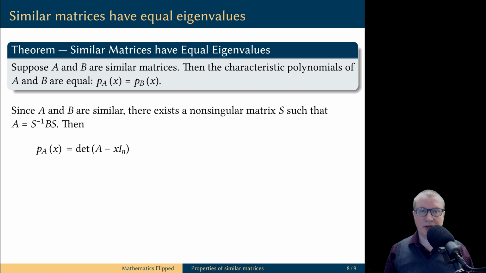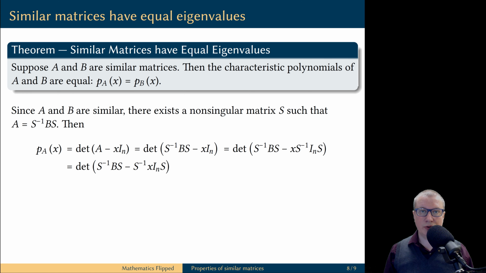Let's assume that the matrices A and B are similar and the matrix A is equal to S inverse BS. Then we start with the definition of the characteristic polynomial of the matrix A. Next, we replace the matrix A with S inverse BS. Then we observe that the identity matrix is equal to the product S inverse identity S. Next, we use properties of matrix multiplication and we move the scalar multiple x next to the identity matrix. Now you see that we can factor out the matrix S inverse on the left and we can factor out the matrix S on the right.